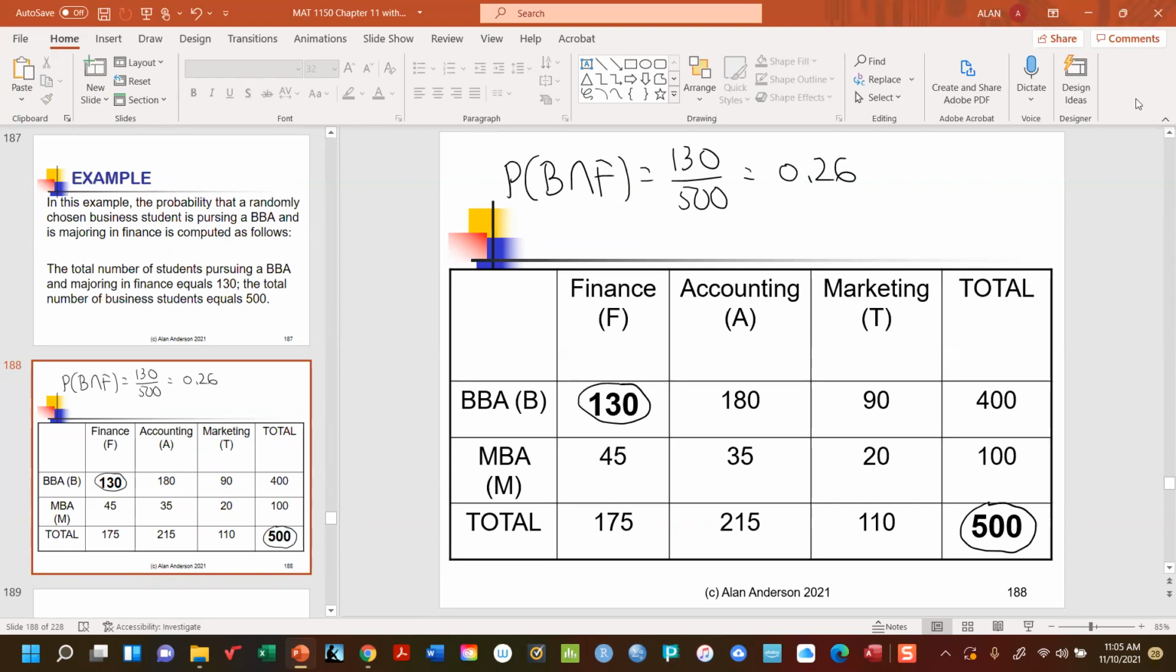And it's really just that simple. And of course, remember, this is known as a joint probability because it means two different things are true at the same time. Getting a bachelor's degree, studying finance. So if I randomly pick somebody, there's a 26% chance that that person is getting their bachelor's degree in finance. Well, that doesn't seem too complicated, does it? No, it doesn't. All right. So what other possibilities are there?